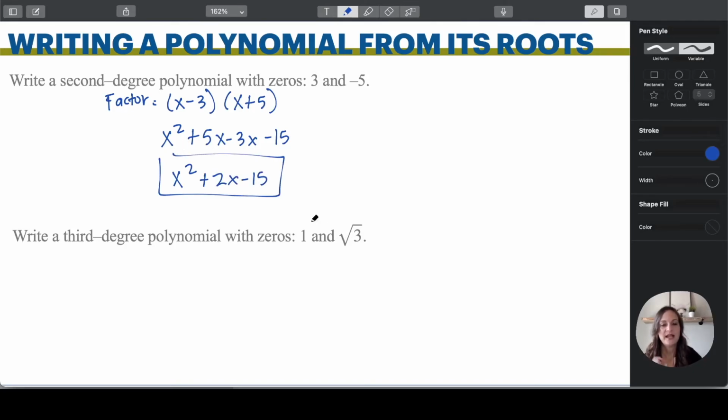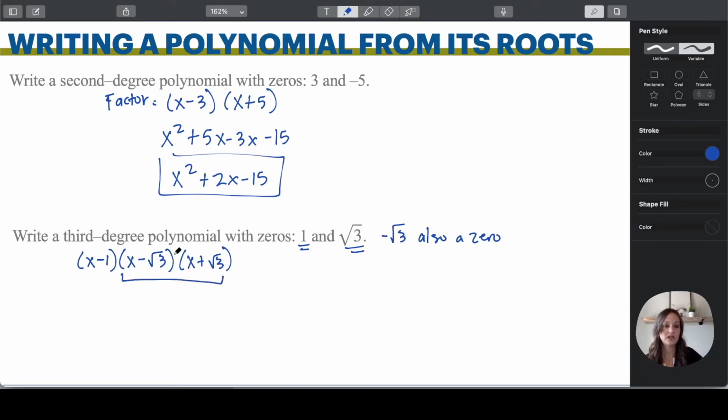Now, here's the deal. We know that 1 is a 0 and the square root of 3 is a 0. But remember, we just discussed the irrational root theorem that if you have a square root, then its conjugate is also a 0. That means if 1 is a 0, x minus 1 is a factor. If the square root of 3 is a 0, then x minus square root of 3 is a factor. And if negative square root of 3 is a 0, then x plus the square root of 3 is a factor.